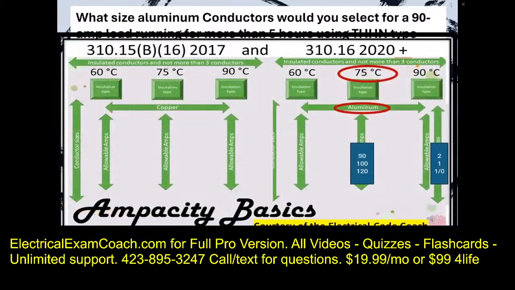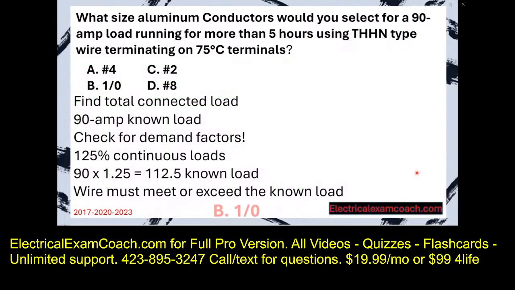We head to our primary ampacity table, but this time we have to be careful because they are wanting aluminum conductors. So we're actually going to start on the right-hand side of this table. We're in the 75°C column. We come down and we find a wire that meets or exceeds the known load, and we find out that it needs to be on a 1/0.